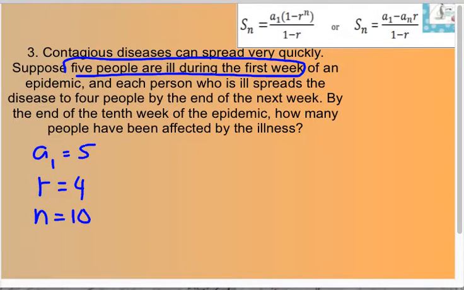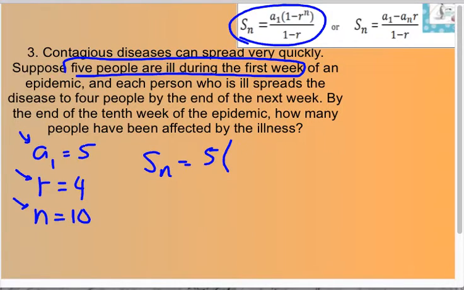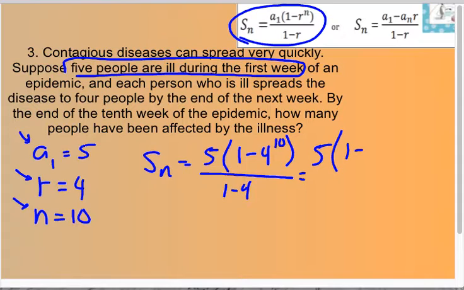I know a sub 1, we started out with 5 people that were sick in the first week. Each person spreads it to 4 people, so we're multiplying by 4, not adding 4, and we're going 10 weeks. So I would say we're probably going to use that first formula again, the one where it has n instead of a sub n. So S sub n equals a sub 1, which is 5, times 1 minus r, which is 4 to the 10th power, all over 1 minus 4. 5 times 1 minus 4 to the 10th.